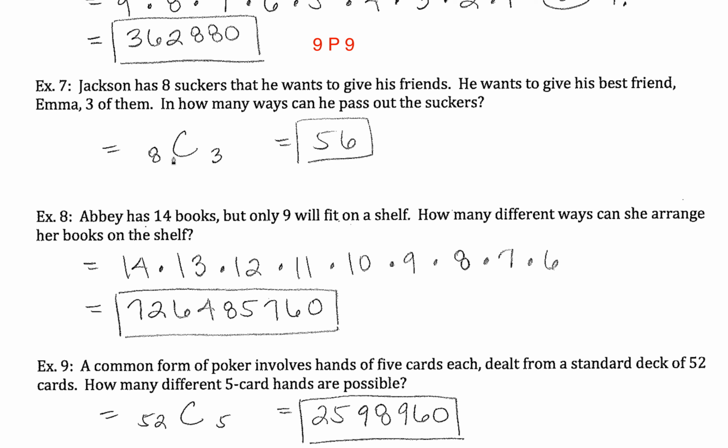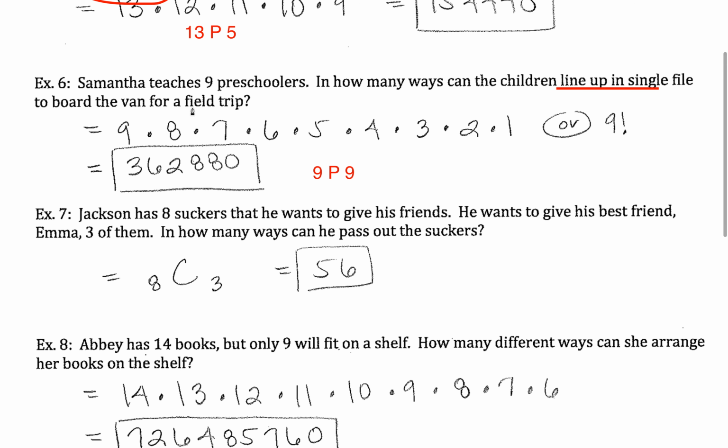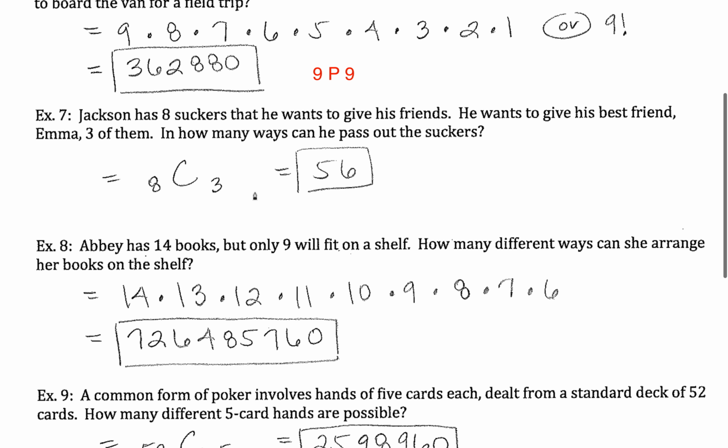There's only one way to work combinations. You have to just work them with the combination button in your calculator. You don't have the choices that we had up here with our permutations. So there are 8 total suckers. He's giving 3 to Emma. Type in that in my calculator. That gives me 56.